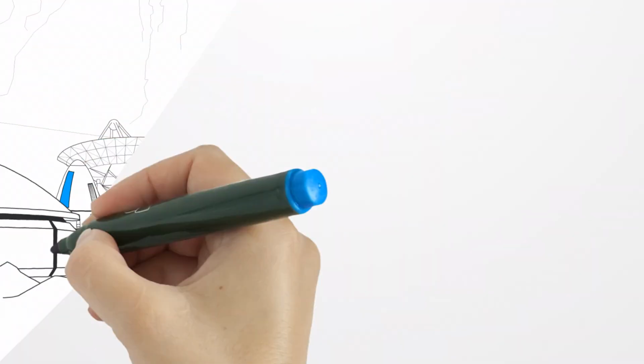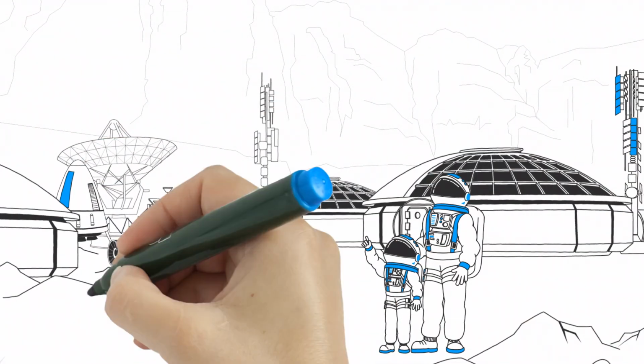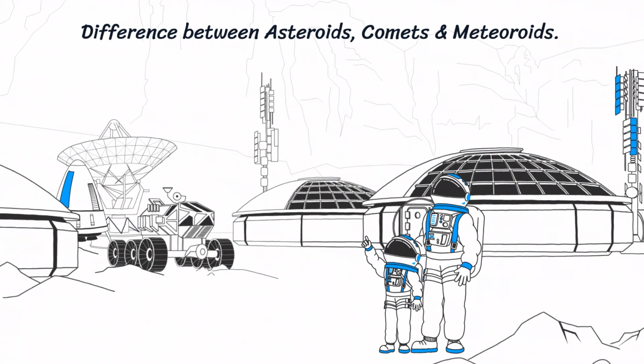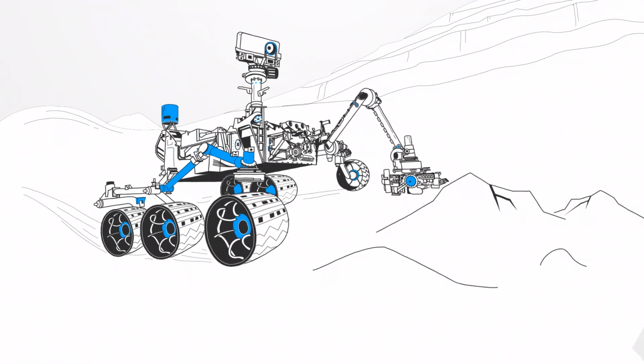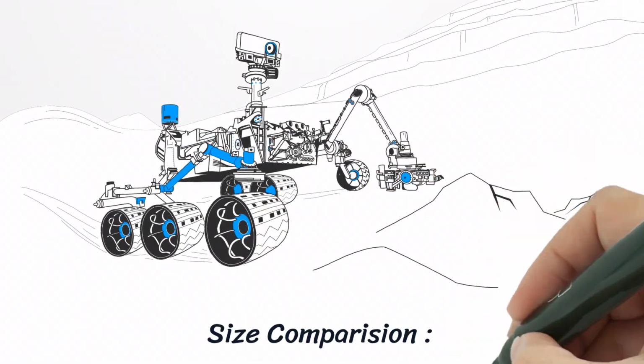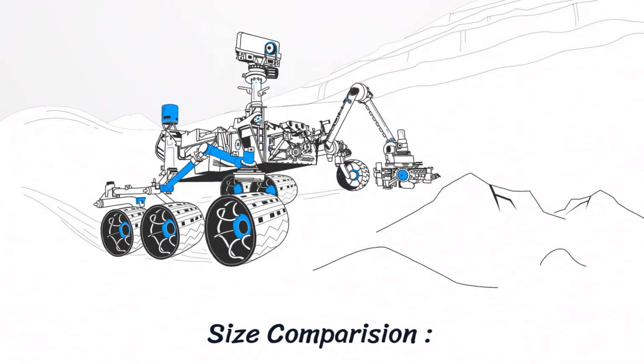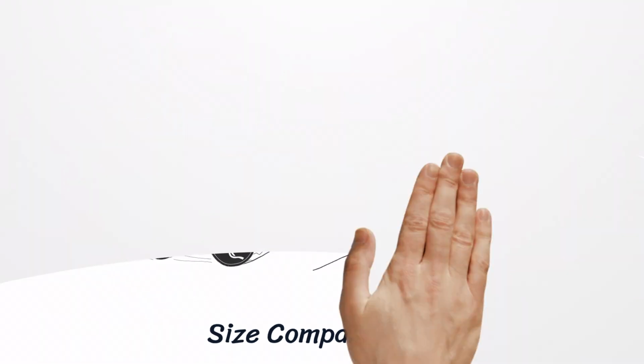Let's understand the difference between asteroids, comets and meteoroids. Comets are the largest, ranging in tens of kilometers in diameter, followed by asteroids which range from several meters to a few kilometers in diameter, whereas meteoroids range from a grain of sand to about 1 meter in diameter.